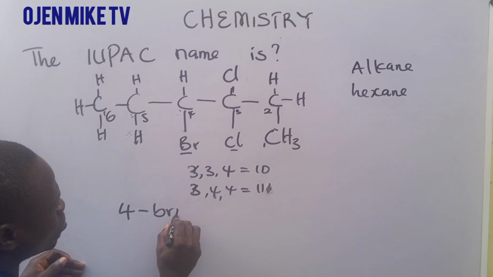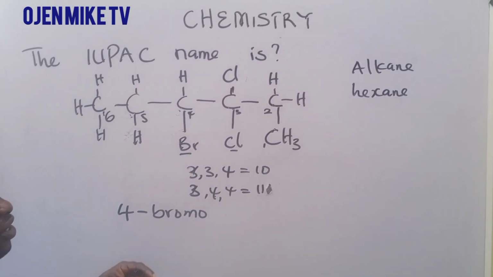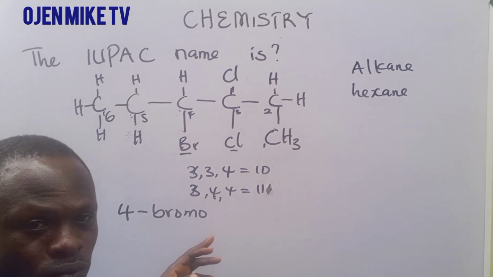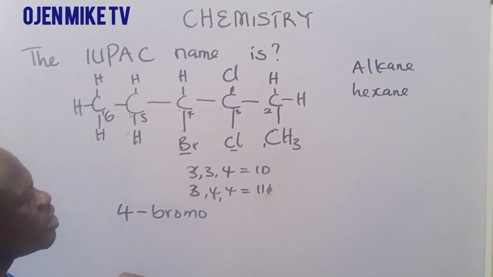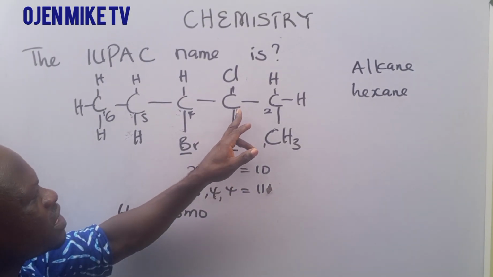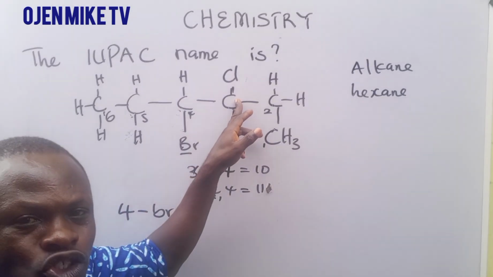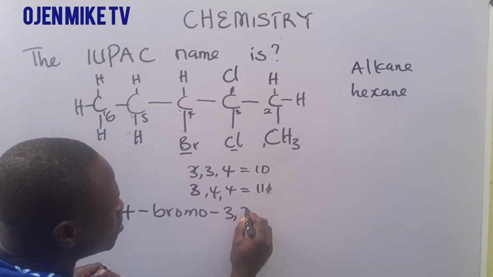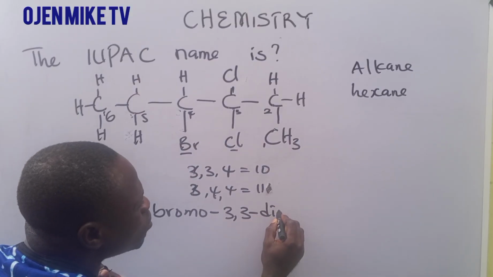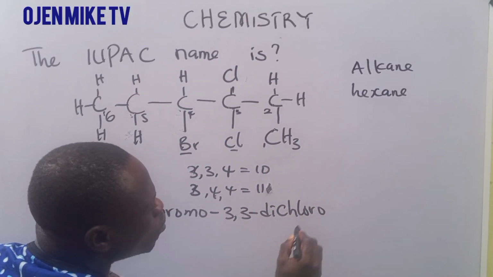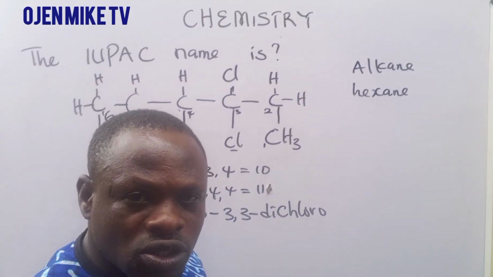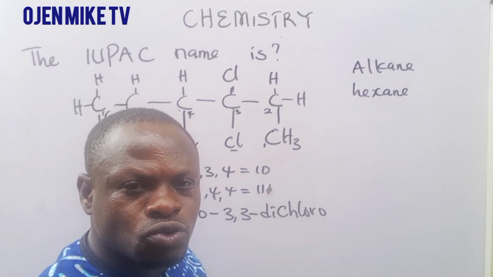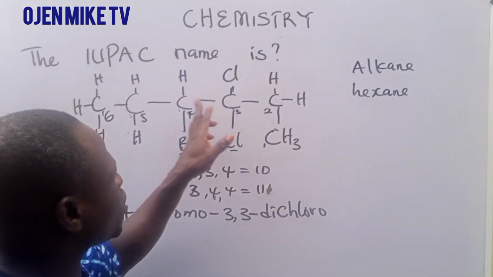bromo. At every number, you use a hyphen to separate a number from letters. You understand? 4-bromo. The next thing you have is chlorine. Chlorine is attached to carbon number 3, and there are two chlorines there. So you say 3-dichloro, because chlorine is 2. If chlorine is 3, you say trichloro. If chlorine is 4, tetrachloro.